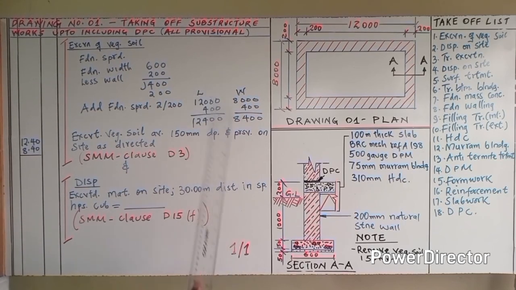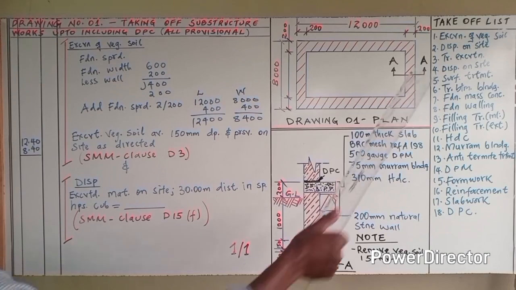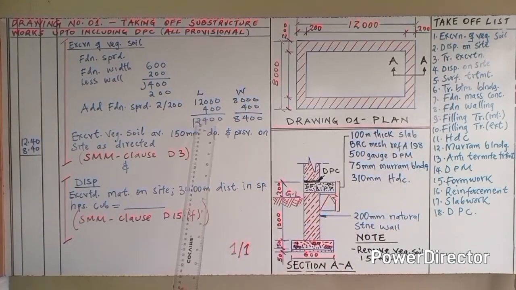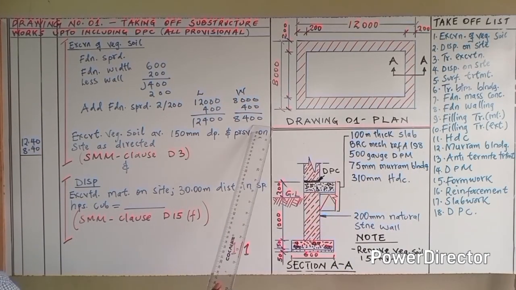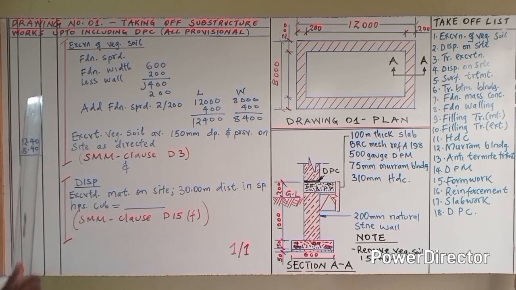So the area that I'm going to dig now, or to excavate for vegetable soil, will be now 12,400 by 8,400. And it is here. So when we are now entering them into dimension, we use meters to 2 decimal places. Then to explain that: excavate vegetable soil average depth 150, and preserve on site as directed by SMM clause D3. So go to SMM clause D3 and read it. It will give you this explanation.